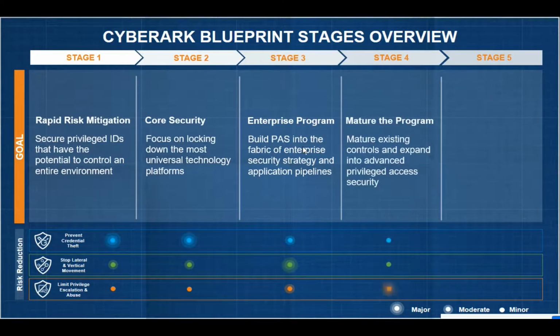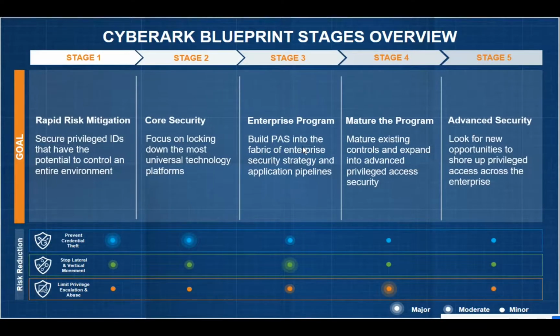In stage 4, we mature our program in more detail. We implement more advanced controls so that we have better security. We implement a solution which helps you control the privileges on the endpoints. And of course, at the last stage, we implement advanced security, where we go to the resources and look at more advanced topics which we're going to talk about today, like DevOps environments, and we secure those. So with the help of these 5 stages, we are able to help you implement a PAM, privileged access management, solution successfully for your environment.